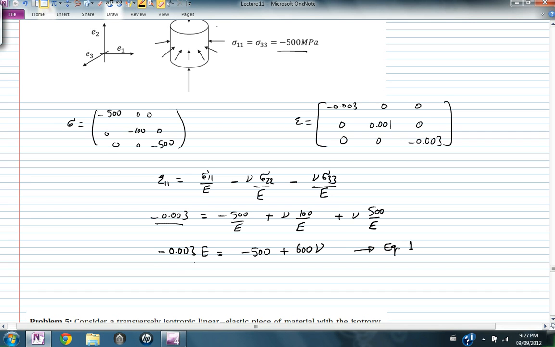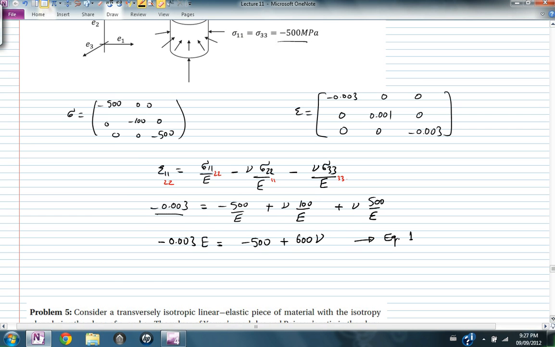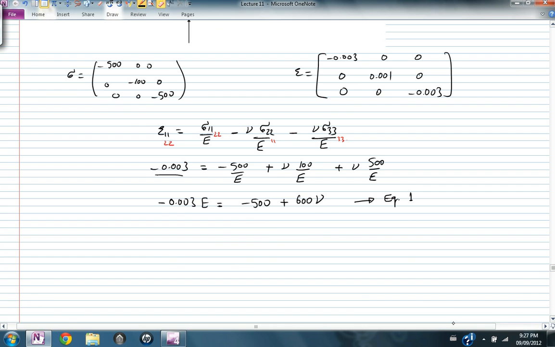The second equation is epsilon 22 is equal to sigma 22 over E minus nu, or Poisson's ratio, sigma 1 over E minus Poisson's ratio sigma 33 over E. So I can write the second equation as epsilon 22 is equal to 0.001, equal to sigma 22 over E minus Poisson's ratio sigma 1 over E minus Poisson's ratio sigma 33 over E. From here I get equation 2, which tells me that 0.001 E is equal to negative 100 plus 1000 nu. This is equation 2. Two equations in two unknowns.